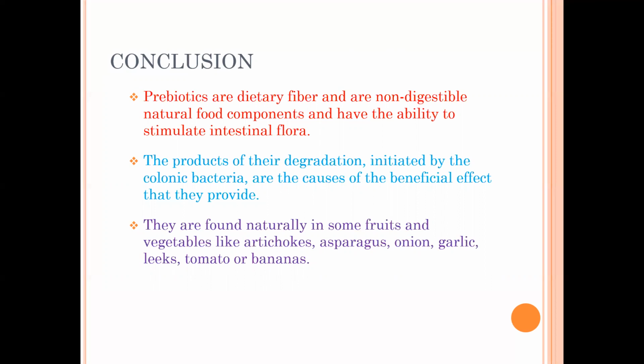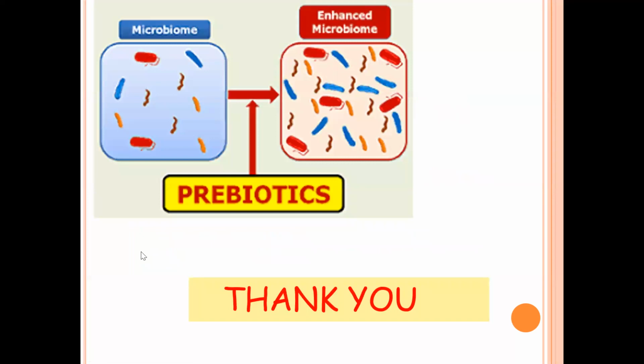They are found naturally in some fruits and vegetables, as we have discussed, like asparagus, onion, garlic, leeks, etc. So these are the good bacteria in our microbiome, and these are the enhanced microbiome, and the food or the enhancer, that is the dietary fiber, is nothing but the prebiotics. So this is all about the prebiotic.